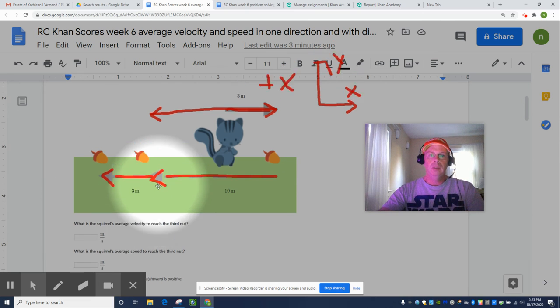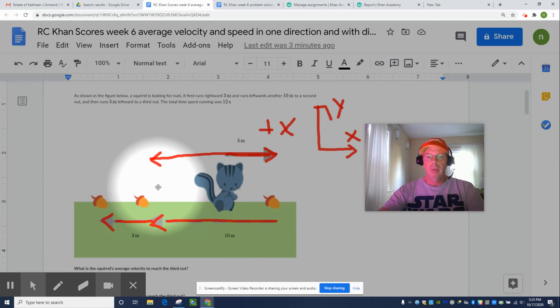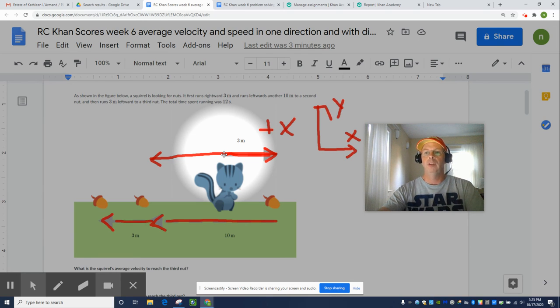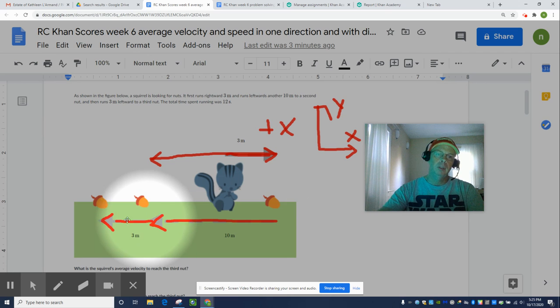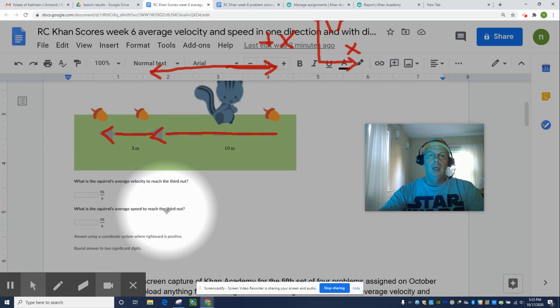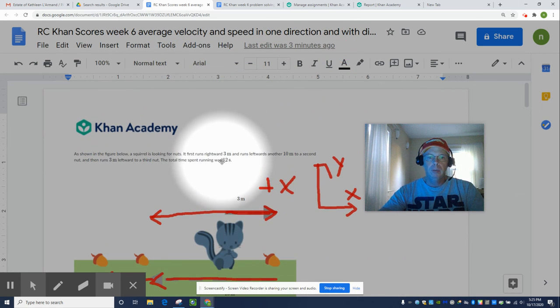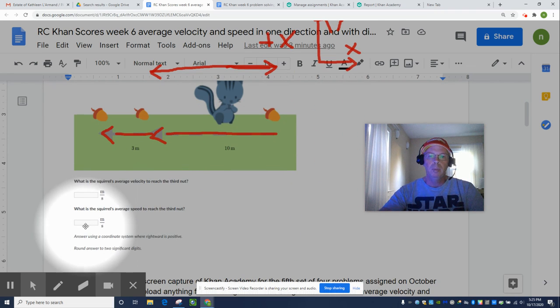The speed is, think of it like how far the squirrel's legs have actually taken it. So speed is distance over time. Distance is a scalar quantity. Direction doesn't matter. So think of it, like I said, as the energy required that the squirrel actually has to spend to do all this moving. So 3 plus 10 plus another 3 is 16. 16 divided by 12 is 1 1/3, 1.33 meters per second, which is not that fast for a squirrel.